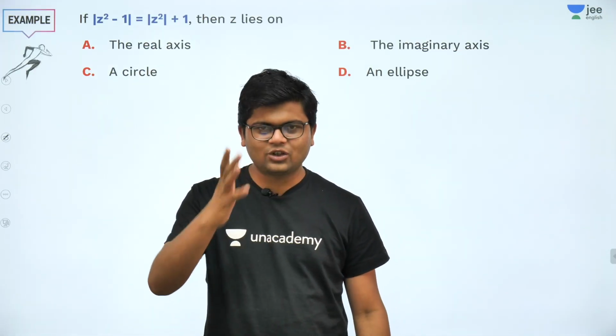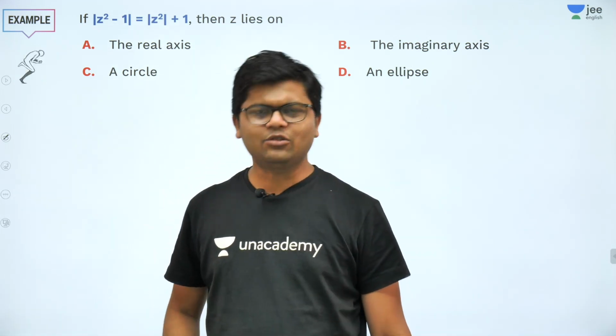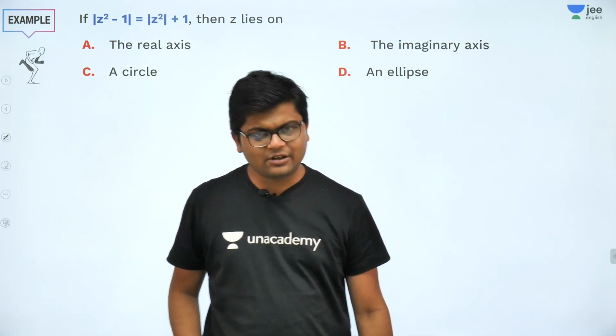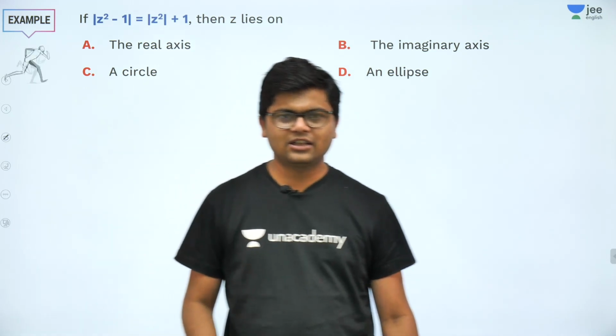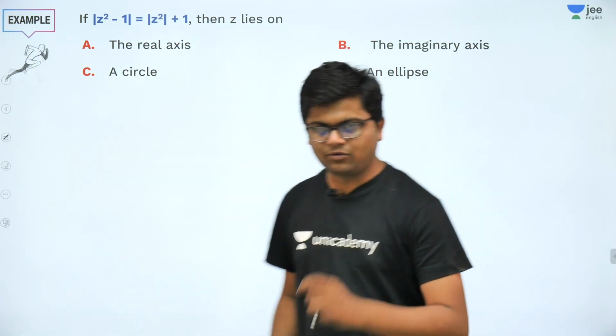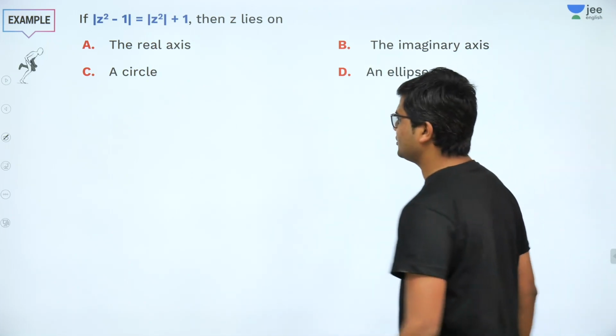If modulus of z square minus 1 is equal to modulus of z square plus 1. Very wonderful question, bacho. This question can be solved in multiple ways, but I will solve it using the triangle inequality. So let me first discuss the triangle inequality, then we will discuss the question.